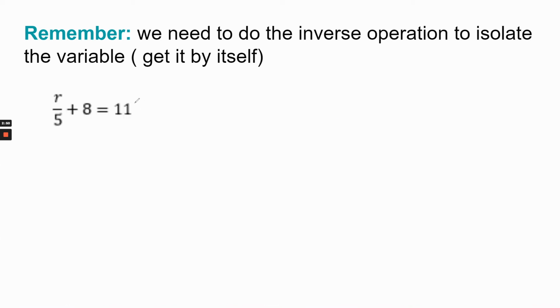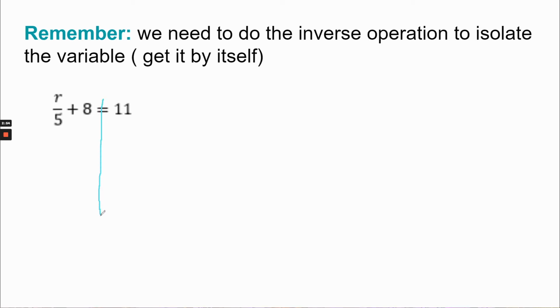Okay, in this problem, we have r over 5 plus 8 equals 11. The same thing, we want to do addition or subtraction first. So the opposite of adding 8 would be subtracting 8. We need to do that to both sides. And we get r over 5 equals 11 minus 8 equals 3.